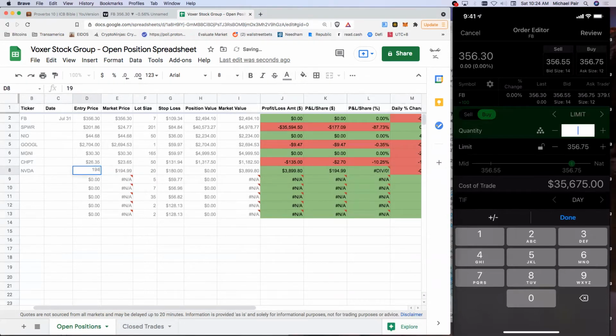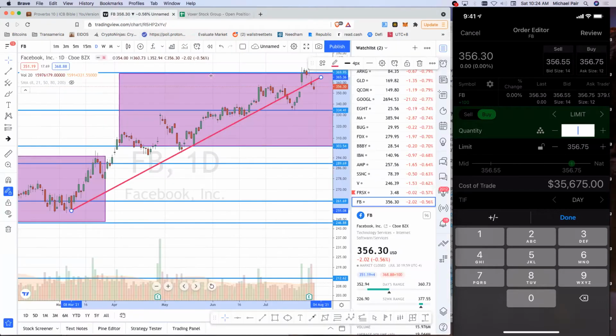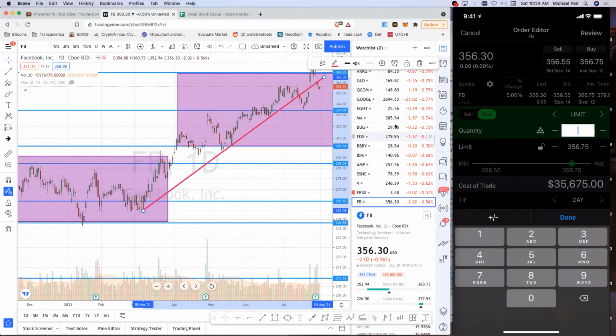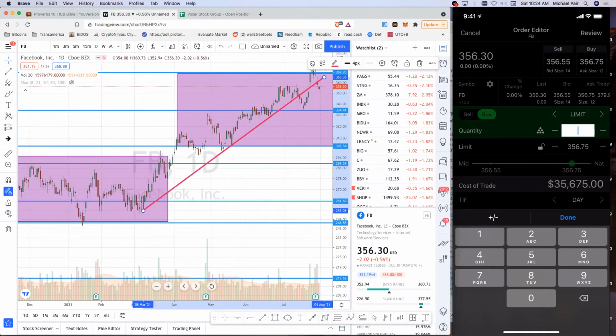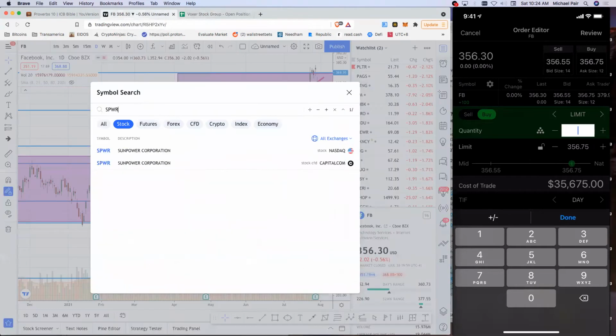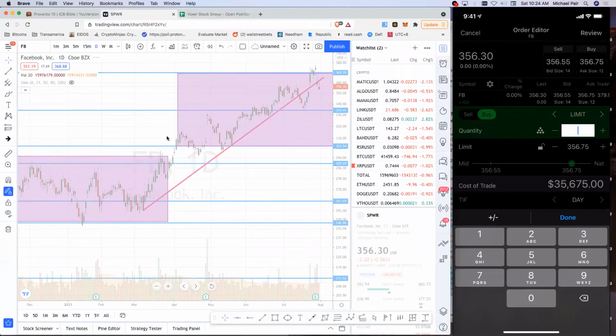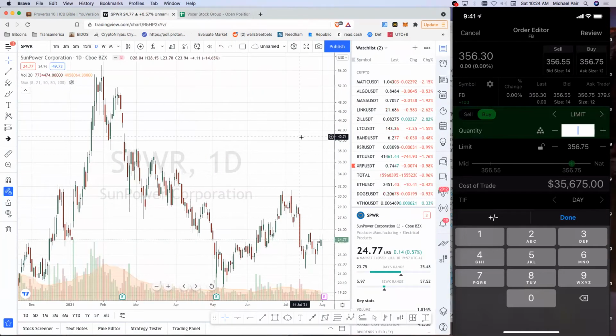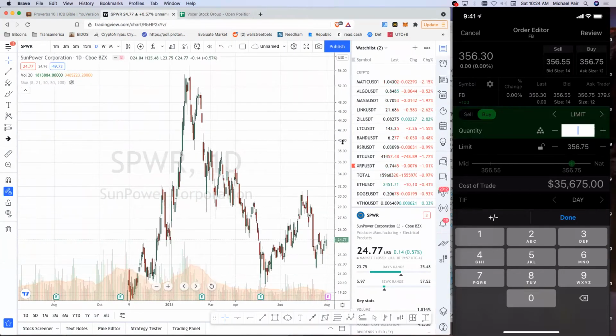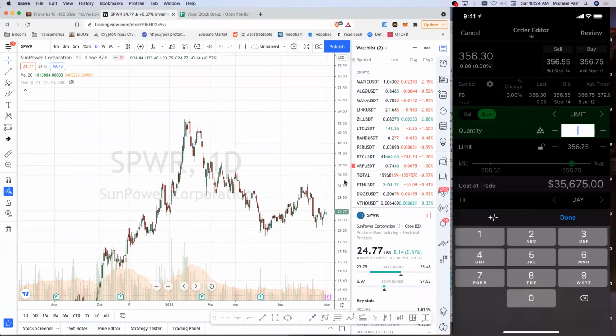Okay, now let's go through each of these. Let's look at the charts and then we'll go back and put the orders in. We looked at Facebook. We know where we are here, the 356.30. Let's go to SPWR, SunPower. Somebody help Curtis out. This is a chart of SPWR.